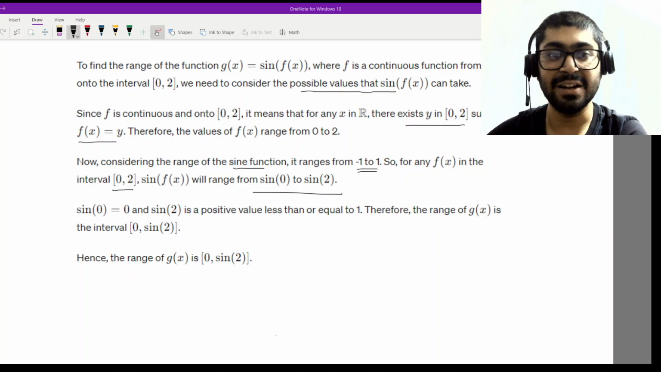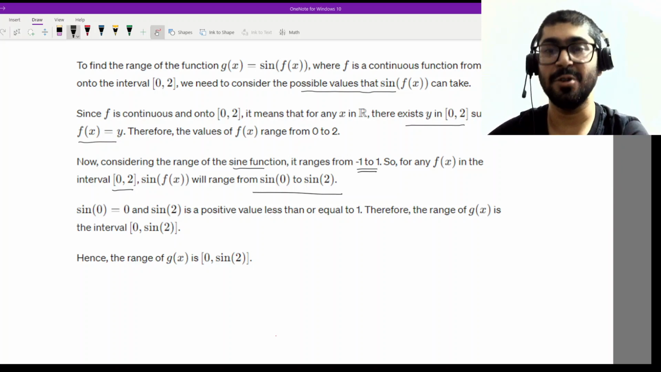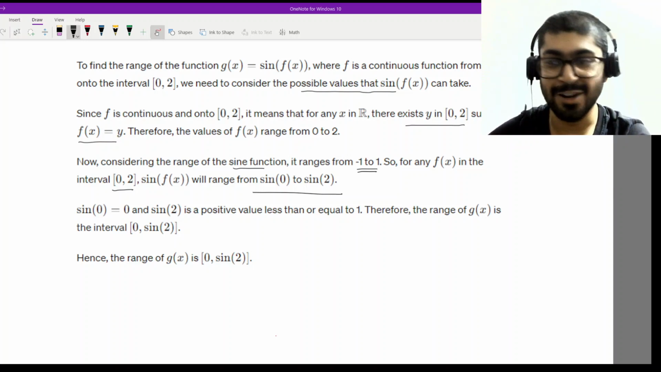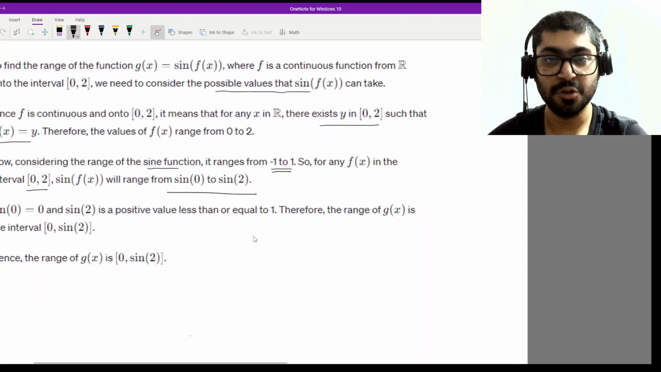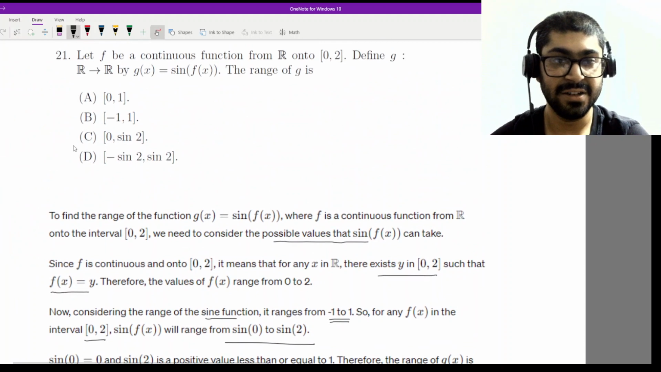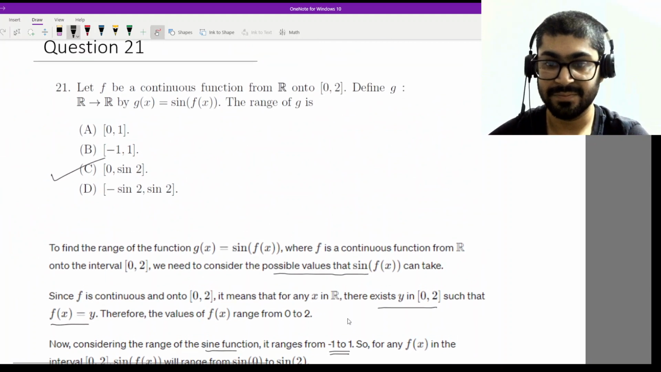So sine 0 is equal to 0 and sine 2 is a positive value less than or equal to 1. We know it's a positive value less than or equal to 1, but I also told you the actual value, which is 0.9. So what does this mean? This means that the range of g(x) is the interval [0, sine 2]. If that is the answer, then we will mark option C.